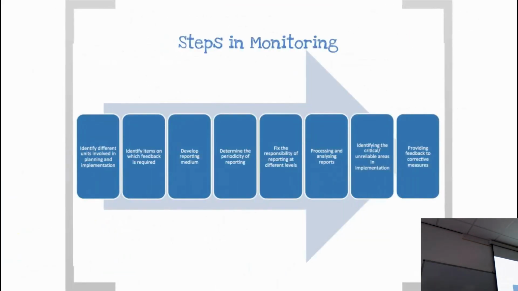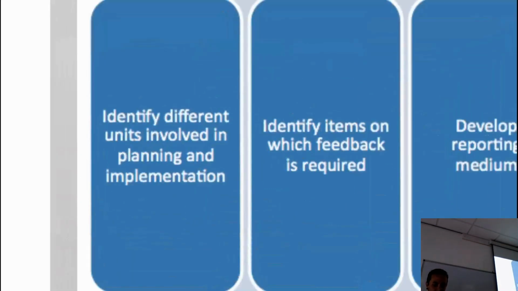And there are various steps that we have in monitoring, and you'll find these in the project management body of knowledge and various other bodies of knowledge. And the first thing is to identify the different units involved in planning and implementation. So who is required to help you with the monitoring? What has your team got in front of them? Have you got a finance, part of it is finance, part of it logistics, part of it human resources? Identify which items need feedback in your plan.